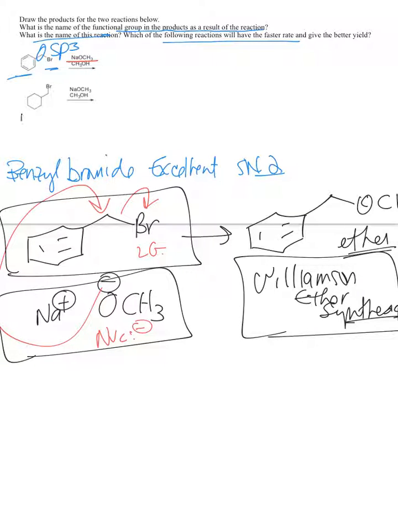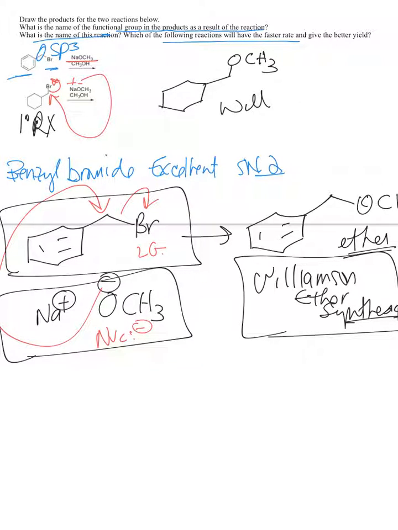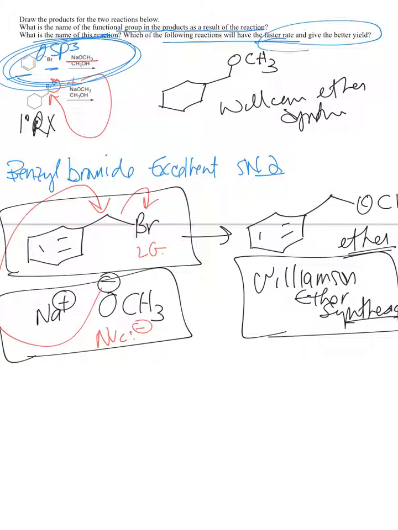Here we have a primary alkyl halide, not a benzyl alkyl halide. And this comes in, does an SN2, and you get an ether. And this is also the Williamson ether synthesis. And the reaction that's going to go the fastest is the benzyl bromide. Benzyl bromide will have a better yield and a faster rate.